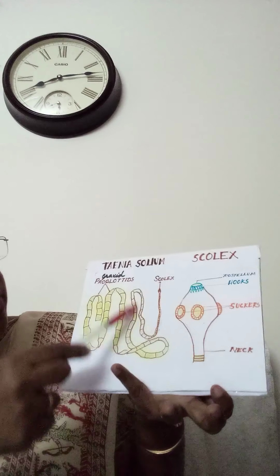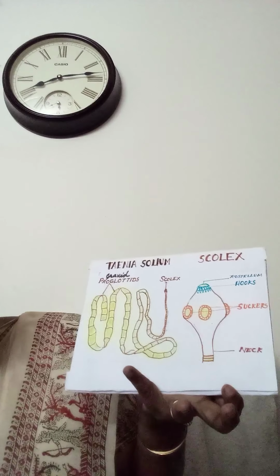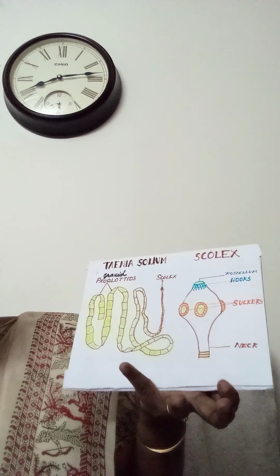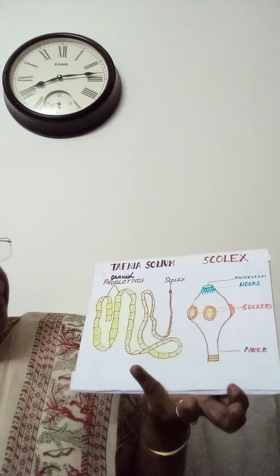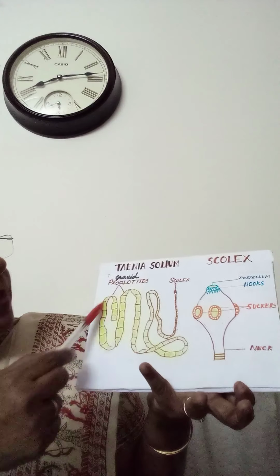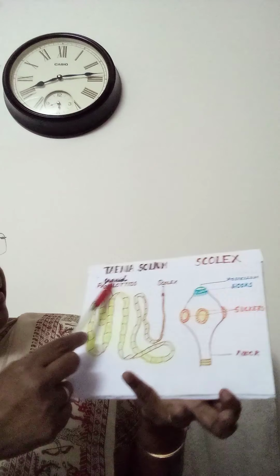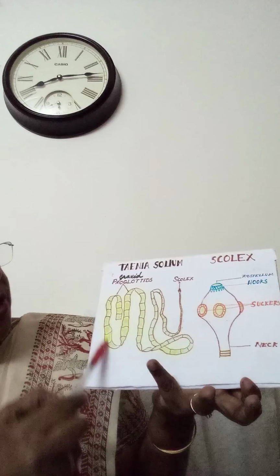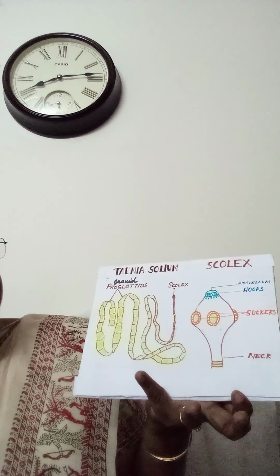Then the body, see, these segments are called proglottids. The first part is the immature proglottid. Whereas the last part, this part, is known as a gravid proglottid. Gravid, this last part, that is gravid proglottids.